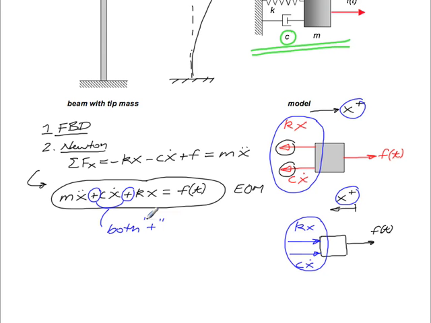Okay, later on in the course we'll actually see some physical systems where C and or K may be negative, but for oscillatory systems like this, they should always be plus. Use that as a guide at the end, not to get your equations of motion, but more to check them. If the signs are wrong, go back and find out where you went wrong.